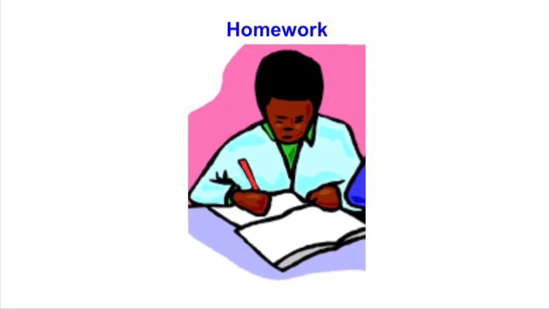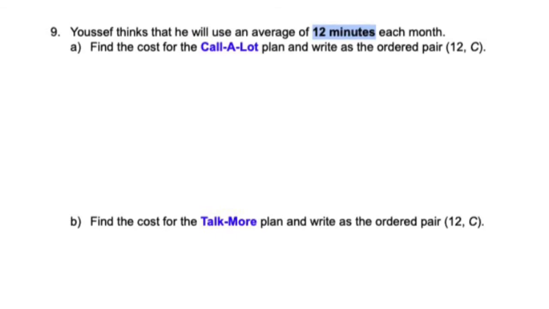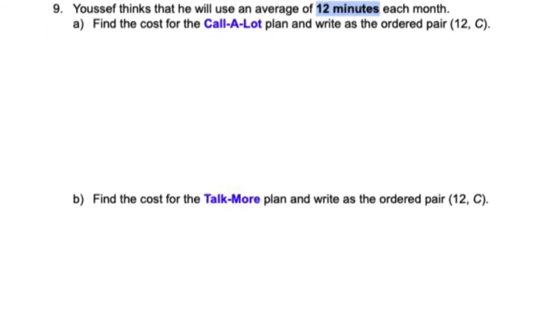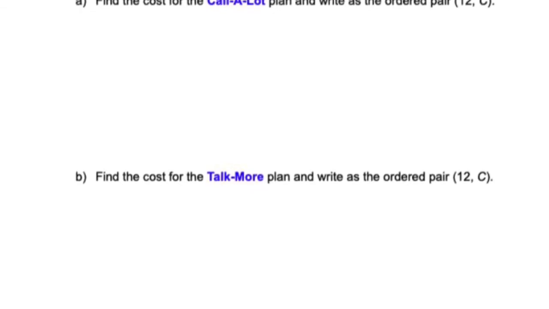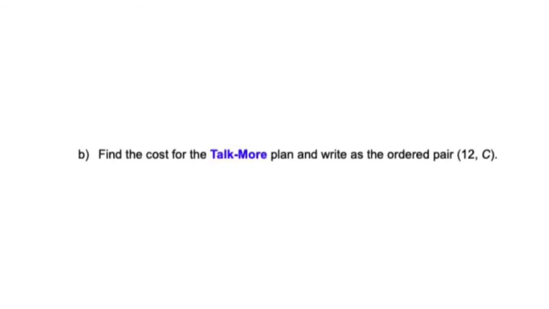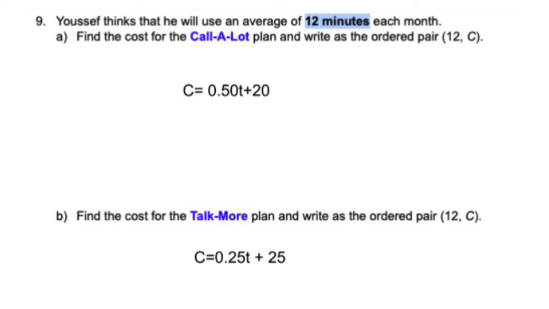Okay, so Yusuf uses his cell phone for 12 minutes each month. And he wants to see what it would cost with Call-A-Lot and what it would cost with Talk More. So before we can even start this, we're going to have to find what the equations are for Call-A-Lot and for Talk More. So here they are. Here's the equation for Call-A-Lot. C is equal to 0.50T plus 20. And for Talk More, it's C is equal to 0.25T plus 25.